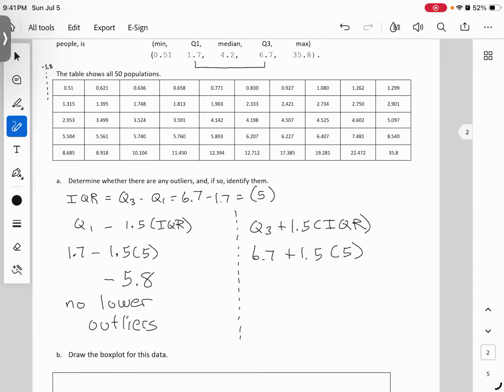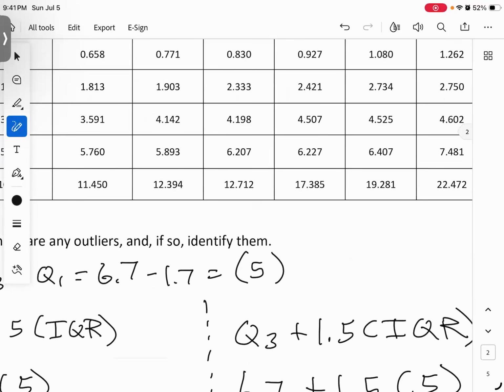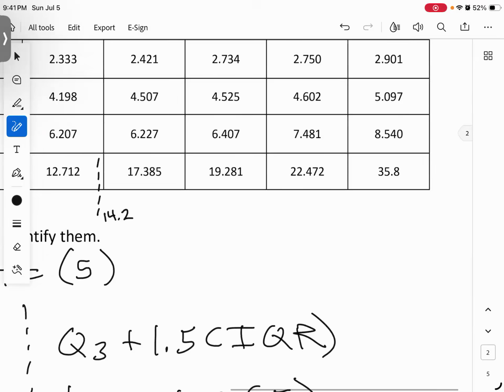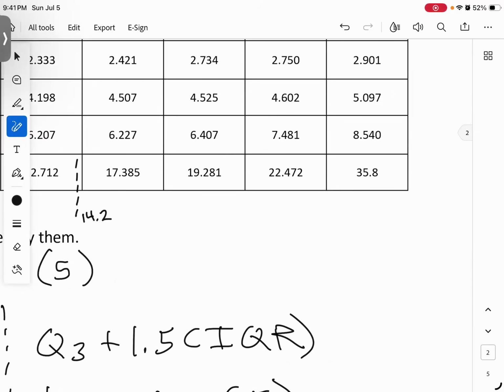If there's anything bigger than that cutoff, then that state would be considered a state that has an unusually large population as compared to the rest of the other 50 states. All right. Now you should have gotten 14.2. And now I'm going to take that 14.2, and here are these big states. And right about here would be 14.2. That's your cutoff. And anything bigger than that is a state with an unusually large population.